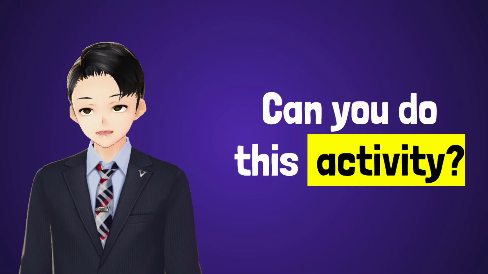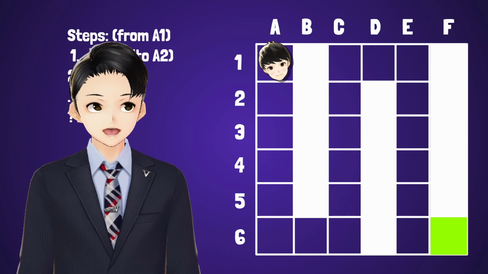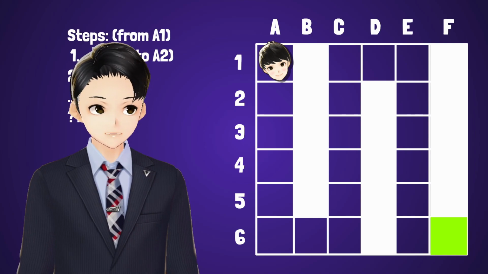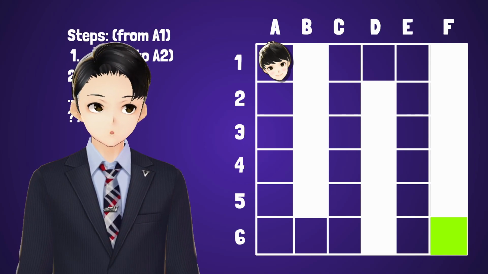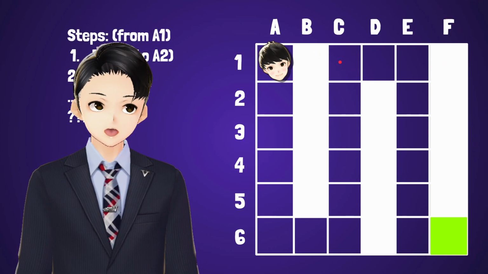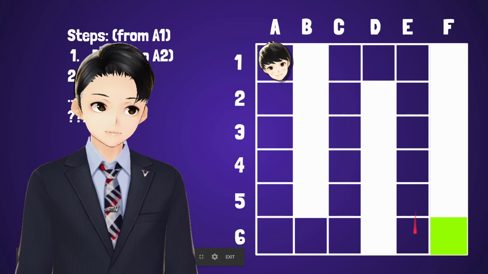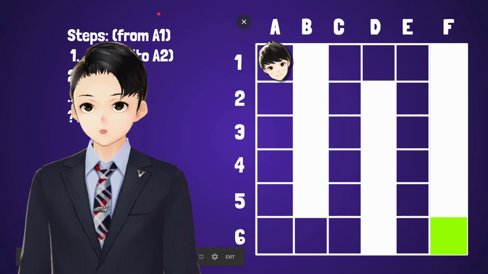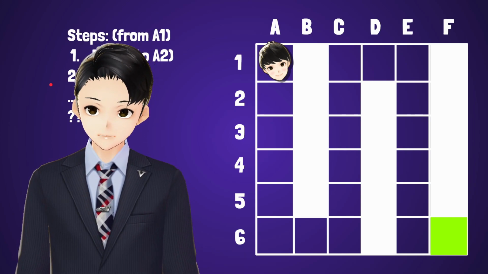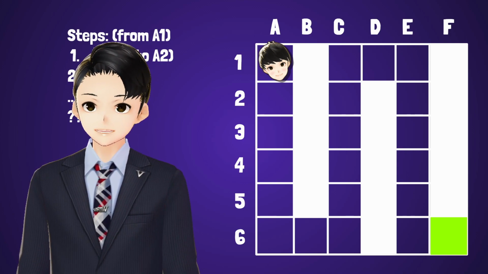All right, lastly, can you do this activity? Can you guide V around the maze with walls? So you can't go through that white wall. You can't go here from A1, B1, C1. You must go around the wall to get to F6. But I need you to write down the steps and the cells that would take V from A1 to F6.